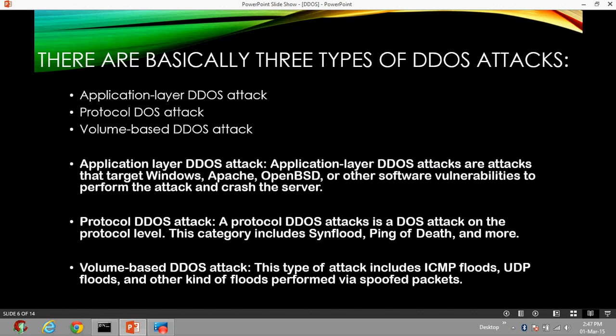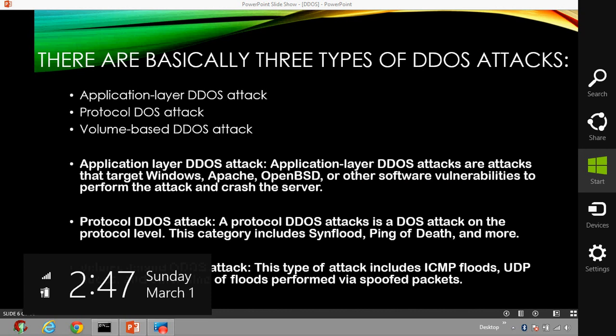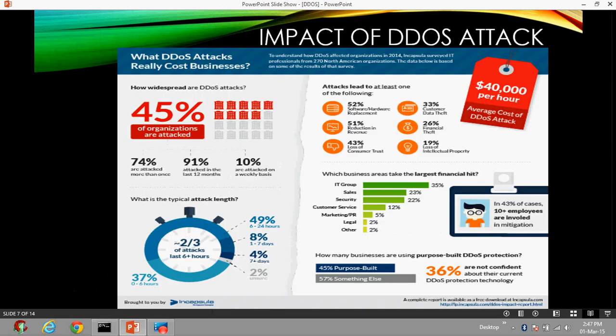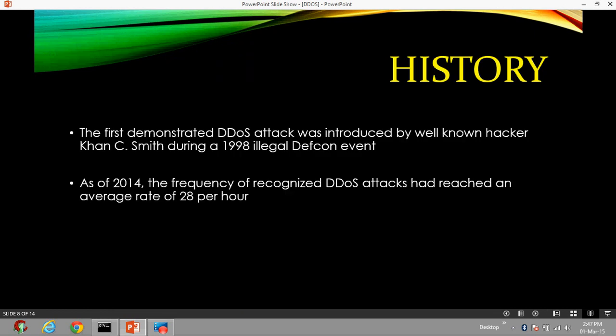There are types of DDoS attack. We are going to discuss the protocol DDoS attacks. Here are some statistics. An average cost of a DDoS attack is 40,000 per hour. The first attack was shown by Khan C. Smith during the DEF CON event in 1998.